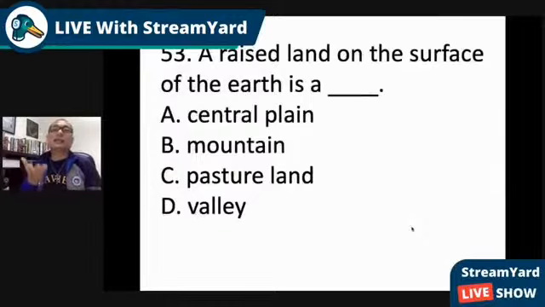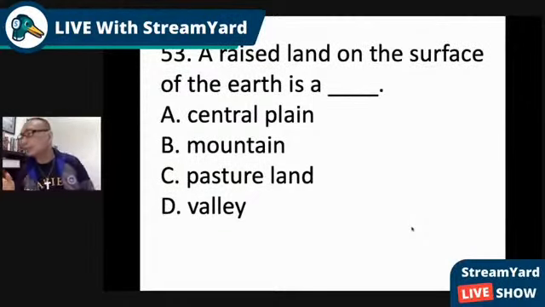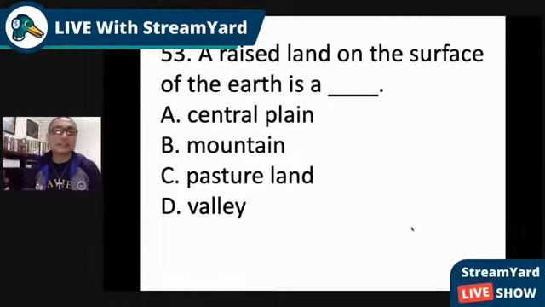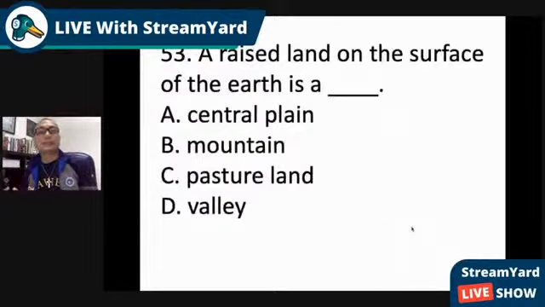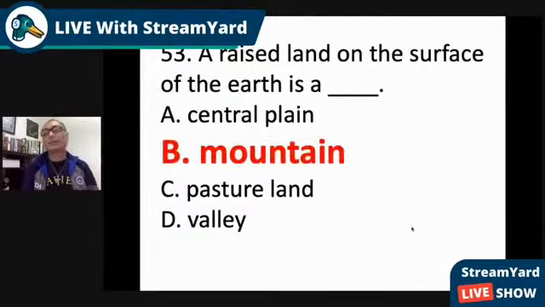53. A raised land on the surface of the earth. Medyo easy to, no? Thank you for the answers. All correct. A raised land on the surface of the earth is called mountain. Okay, so 53 is mountain. I think clear sa atin bakit.